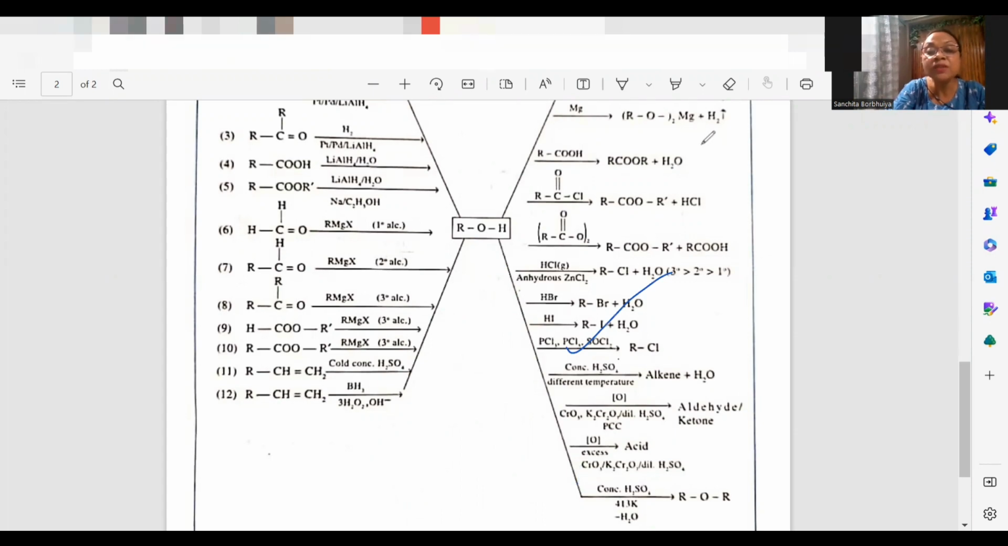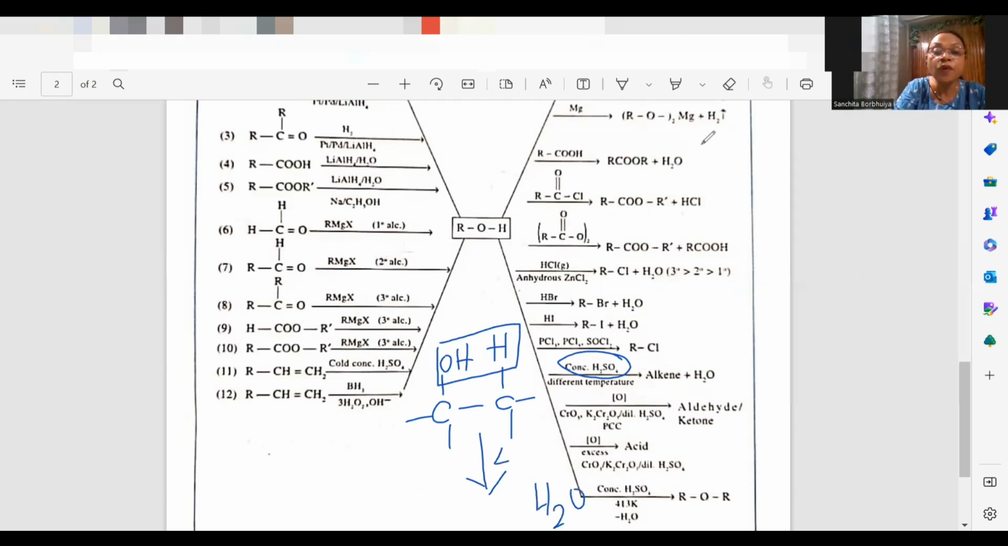Let us go to the next reaction with concentrated sulfuric acid. With concentrated sulfuric acid, if you want an alkene, we will speak about this. We have spoken about this reaction later also. So if you take the alcohol and give concentrated sulfuric acid, which is a dehydrating agent, and you want an alkene, you would have to keep the temperature at 443 Kelvin. Then you get the product as alkene. Remember the temperature? It's very, very important.